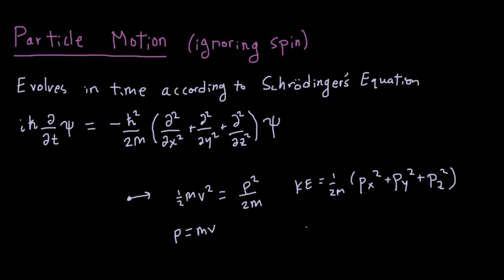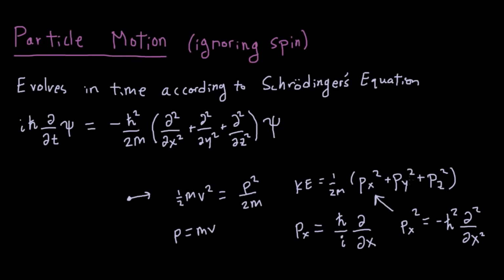Well, in quantum mechanics, momentum, let's say momentum in the x direction, is this crazy looking operator. It's h bar over i times the partial derivative with respect to x. So in particular, px squared is negative h bar squared times the second partial derivative with respect to x. If you plug this in and also do it for y and z, then this is in some sense the kinetic energy of the particle.